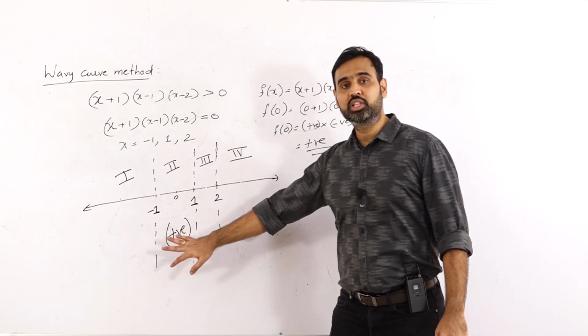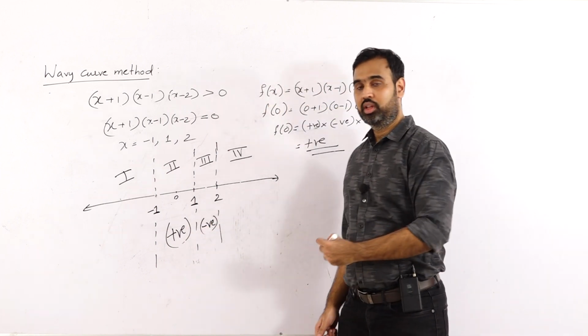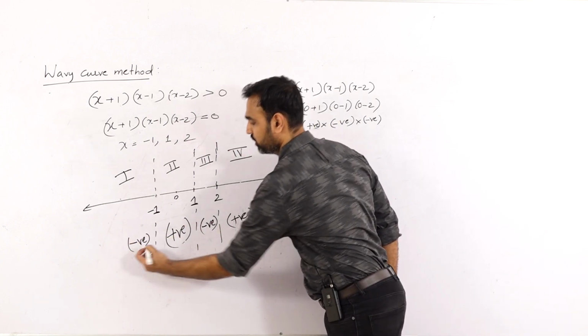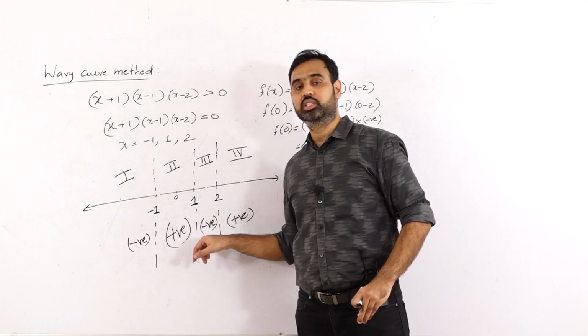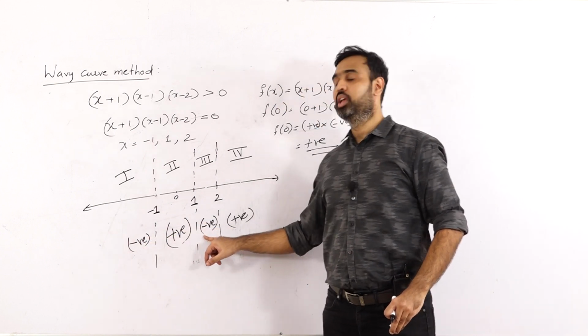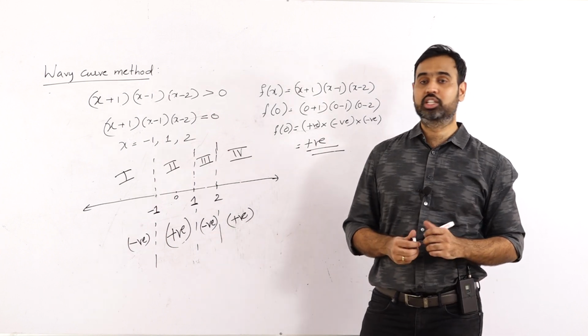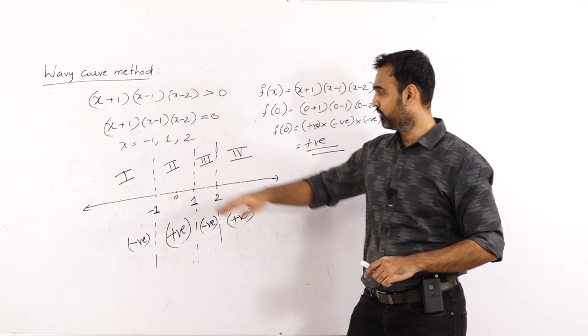Will simply alternate means what? If this is positive, this will be negative, this will be positive, and this will be negative. They are all alternate. So this is positive, so both the adjacents of this region would be negative, and this region which is adjacent to negative would become positive. Understood? So we have determined the sign of the regions. So we had 4 regions.